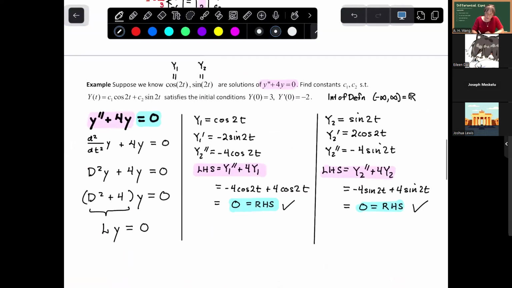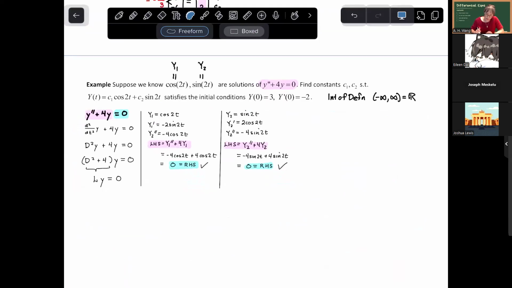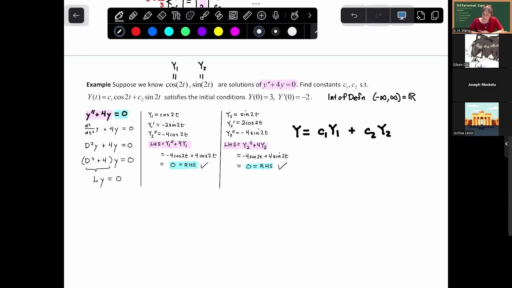Okay, and now you can say, I've shown that y1 and y2 are solutions. So then what you would say is, if you have a solution and you scale it, it's still a solution. If you have another solution and you scale it, it's still a solution. And when you add two solutions, it's a solution. So in other words, cosine 2t is a solution, and you scale it, that's a solution. Sine 2t is a solution, and you scale it, that's a solution. And when you add, it's still a solution. So there you go.